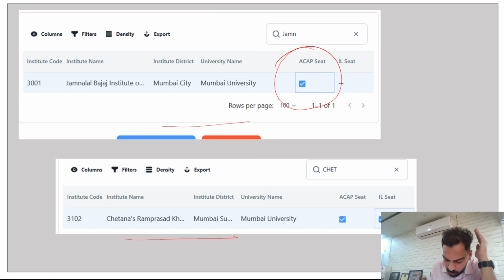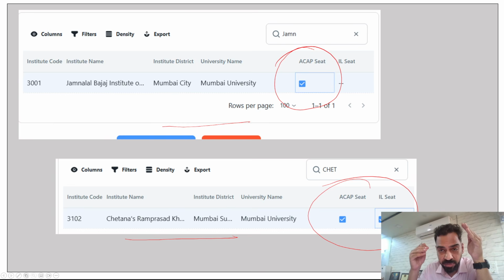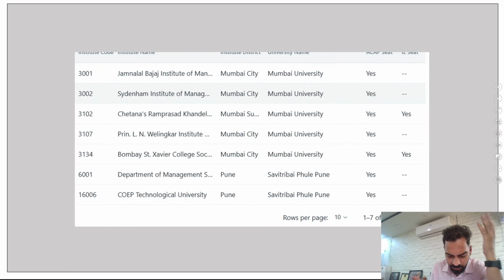चेतना की अगर मैं बात करूं, there are both the options, that is CAP seats as well and institutional level seats as well. I believe due to my photo or image that IL seat might not be visible to you, but थोड़ा बहुत visible है जहां तक मुझे पता चल रहा है. So yes, you should be filling that. ठीक है. So इस तरह से आपको ये ऑप्शन फॉर्म भरना है. I have just for namesake ये फॉर्म भरा है.